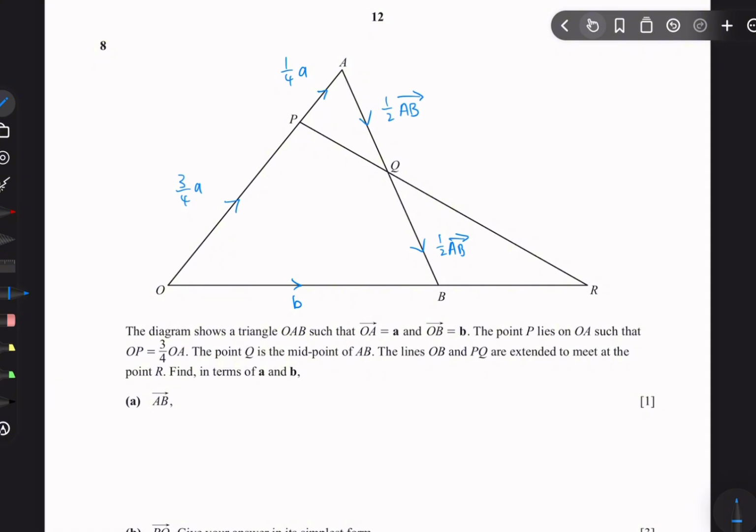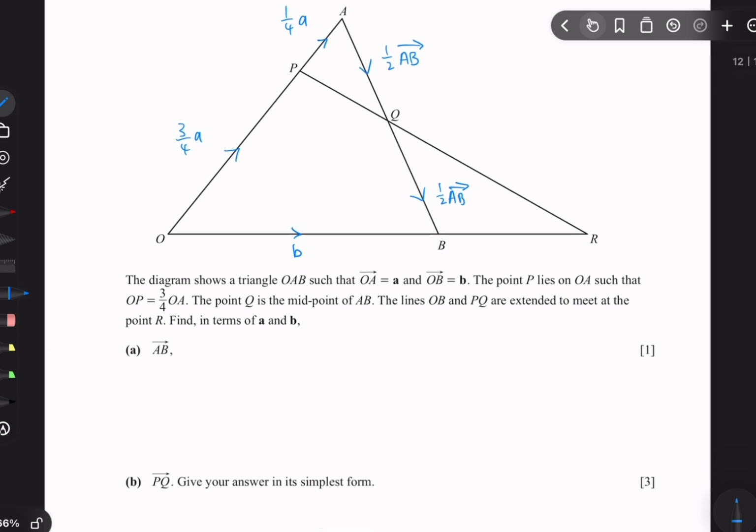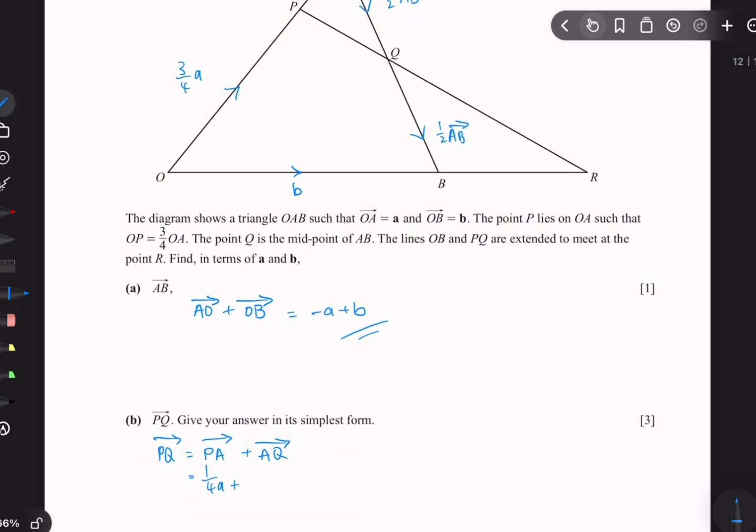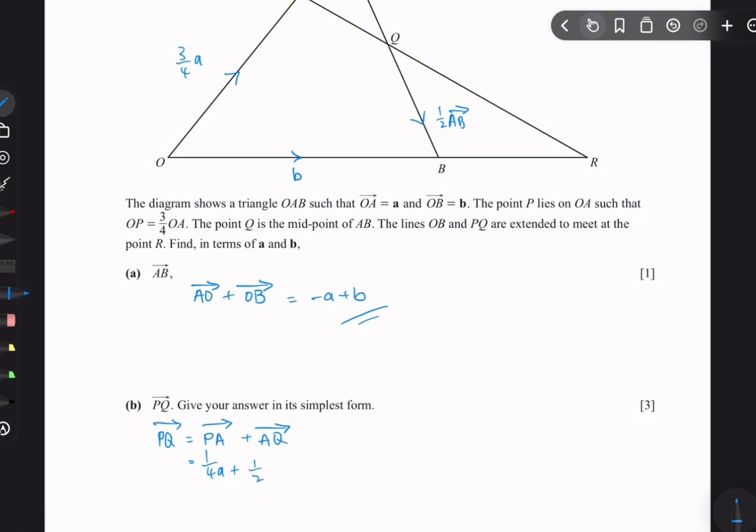The lines OB and PQ are extended to meet at point R. Find in terms of A and B, AB. Okay, so AB, we can just go AO plus OB, and AO is minus A plus B. Part B, find PQ, give your answer in its simplest form. Okay, so we can go PA plus AQ. And PA is 1/4 A. AQ is half of AB, and we have AB from part A.